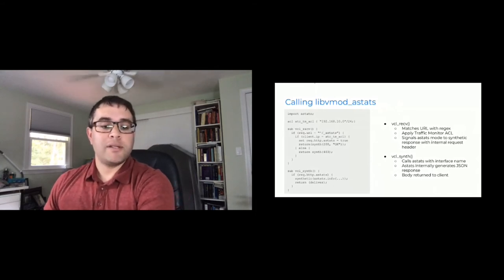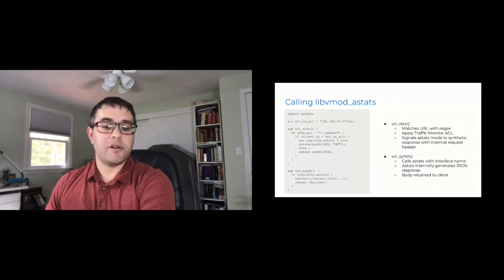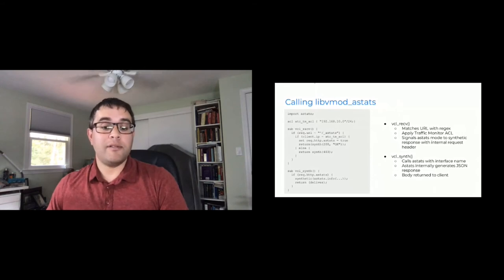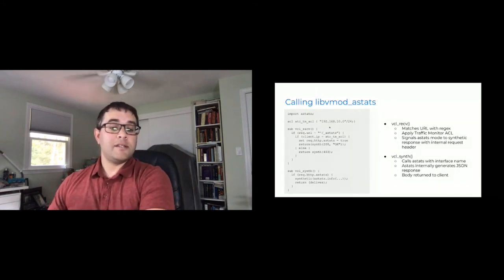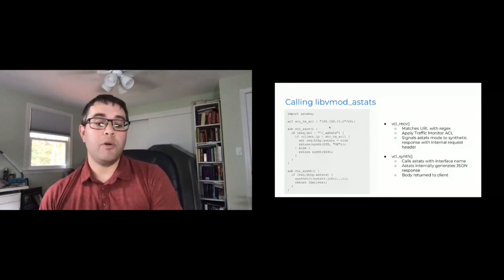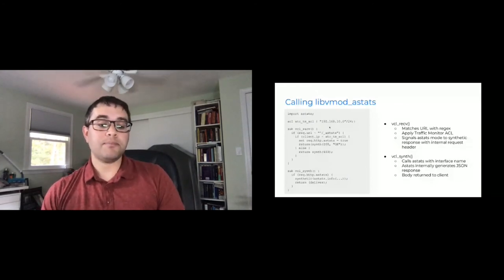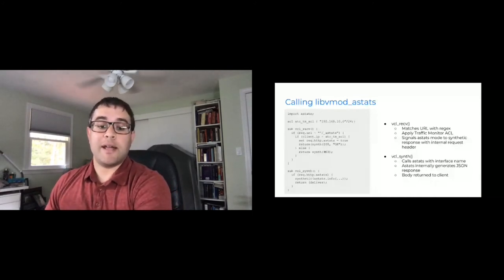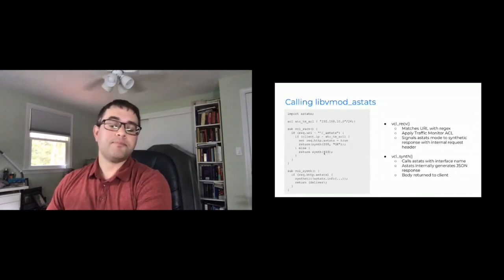Now, as the request is received, we check the URL to see if it starts with ASTATS. This is actually a regular expression check here. If so, we evaluate the ACL, making sure the client IP is one of the ones allowed in the list. If it is allowed, we'll set an internal request header to true, saying we're in ASTATS mode, and move to the synthetic response. Otherwise, we jump into the synthetic response without setting the ASTATS header. And this will indicate that we're just going to send an error.